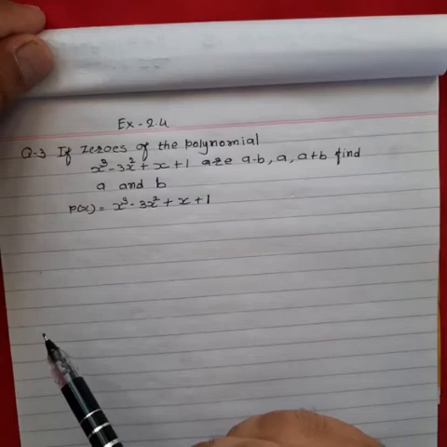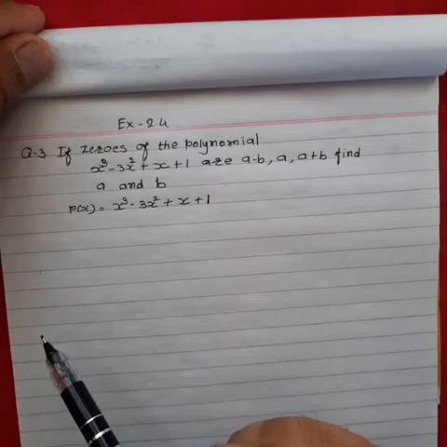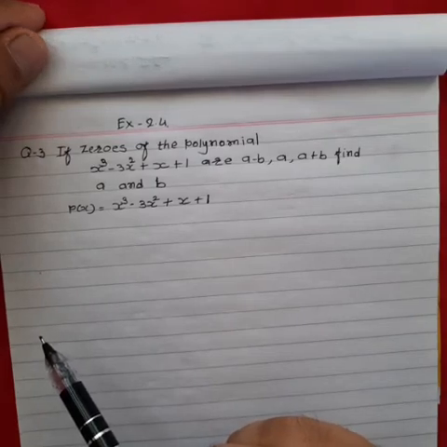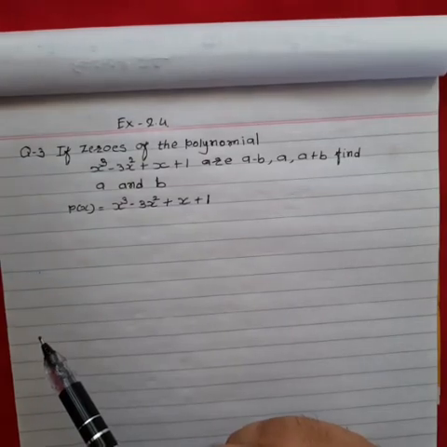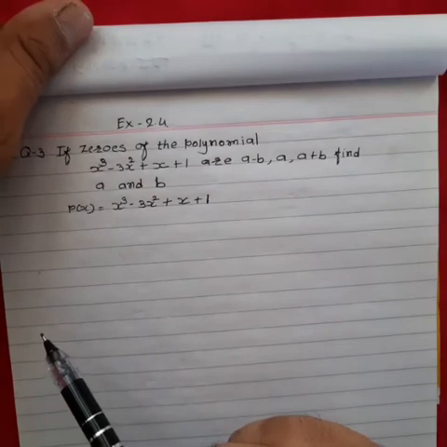Here keep one thing in mind: a minus b, a and a plus b are zeros. They are not the sum of the zeros, nor the product of the zeros. They are typically the zeros of the cubic polynomial, and we have to find the value of a and b.